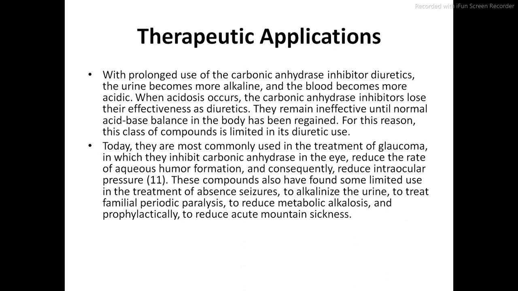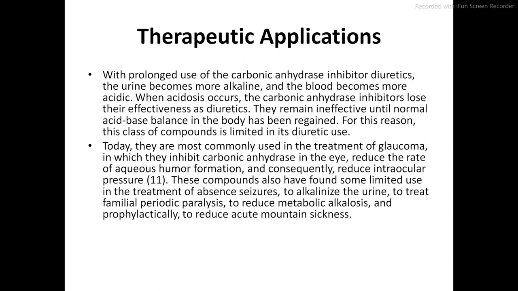Regarding the therapeutic application, with the prolonged use of carbonic anhydrase inhibitor diuretics, the urine becomes more alkaline and the blood becomes more acidic. If we use these carbonic anhydrase inhibitors repeatedly, the urine becomes more alkaline and the blood becomes more acidic. When acidosis occurs, that is when the blood becomes more acidic, the carbonic anhydrase inhibitors lose their effectiveness as diuretics, right?